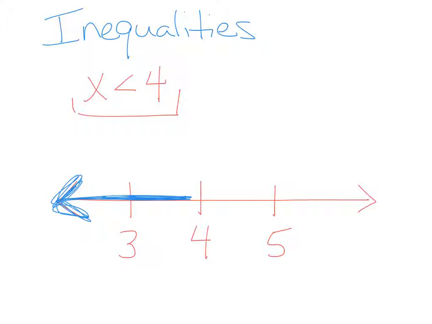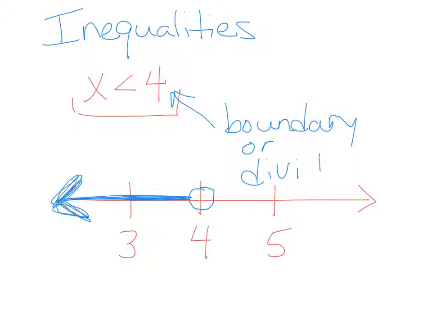Now here's the tricky part, because I need a dot on the 4. That is called the boundary point, or sometimes it's even called the dividing point, because it divides your number line into two parts. So it's either called the boundary point or the dividing point.